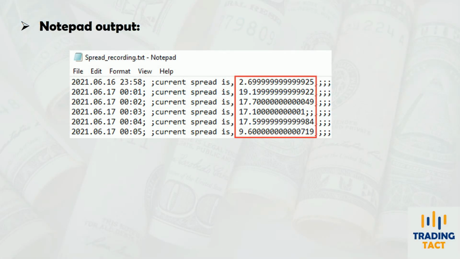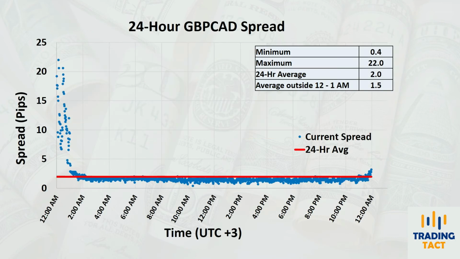Here's how the notepad output looks like. Notice there is a comma before the spread value. This comma will help separate the spread when opening the file in Excel. In Excel, I plotted the current spread over a 24-hour period as shown.